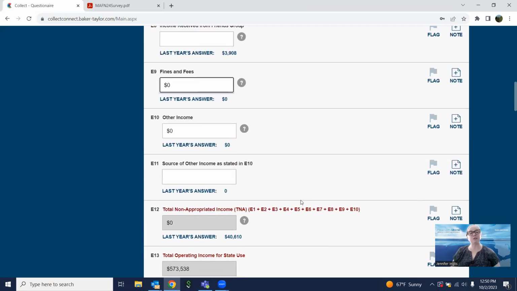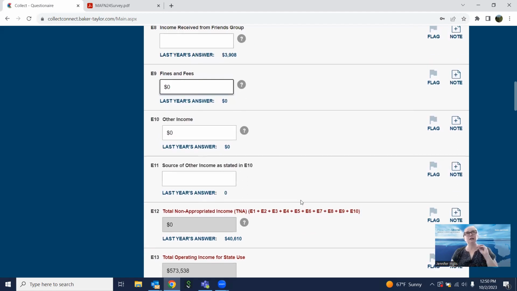Fines and fees, these would be if you don't have that revolving fund I mentioned on the prior page and you still collect fines and fees, how much did you take in for this? There aren't very many libraries who still do overdue book fees, but if you charge fees to use your meeting room or lost books or anything like that, any of those other fees that you have, you could put them here. You don't want to duplicate.